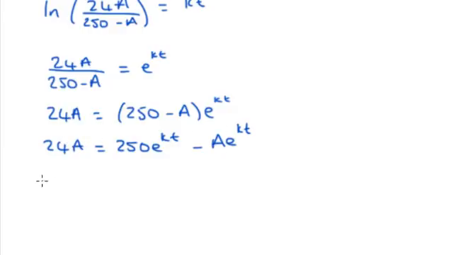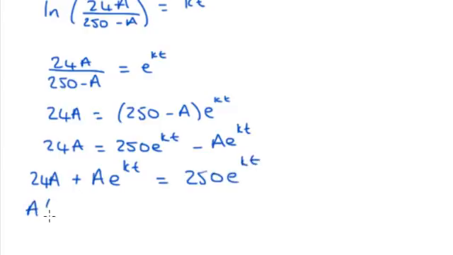I can add A e to the kt, I can factorise the A's out, and I can divide by the bracket.